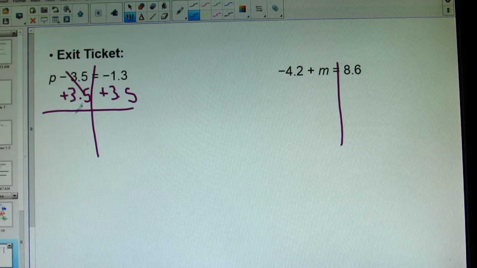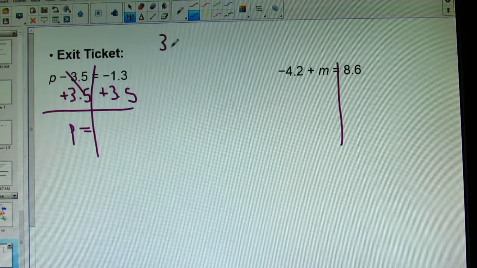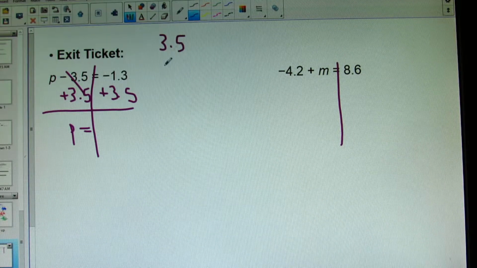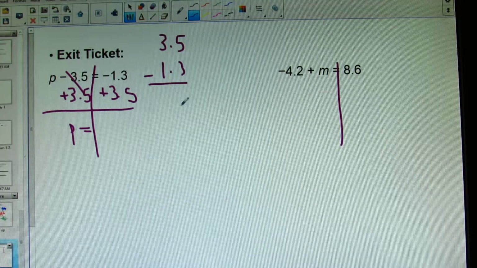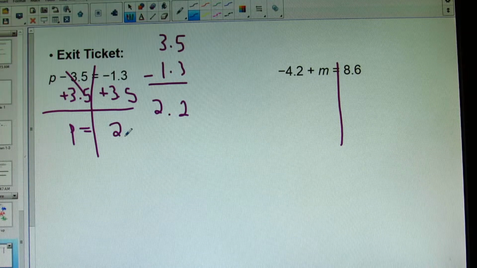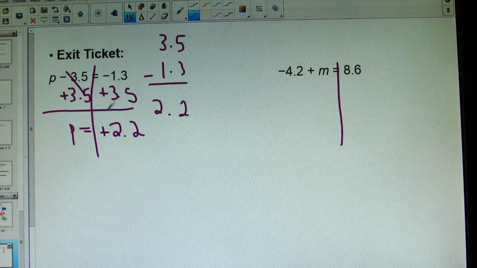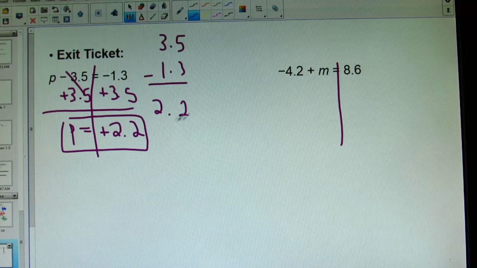Again, writing carefully with your decimals is going to be super important when you're going to do some adding or subtracting. This is different signs subtract. So on the side, I'm going to have to do 3 and 5/10, my larger number, and 1 and 3/10, my smaller number. When I subtract them, I get 2 and 2/10. My final answer will be positive because 3 and 5/10 is the larger value. So P is positive 2 and 2/10.